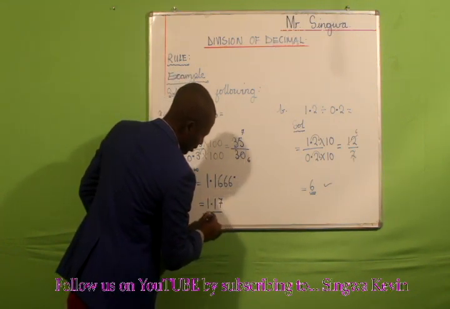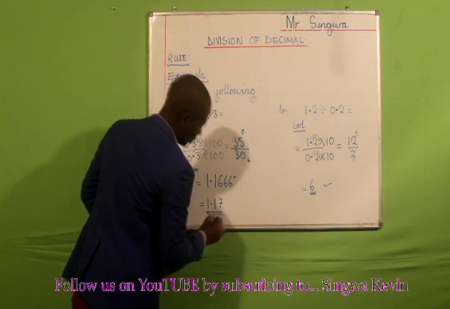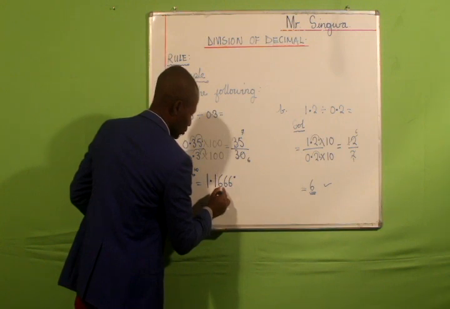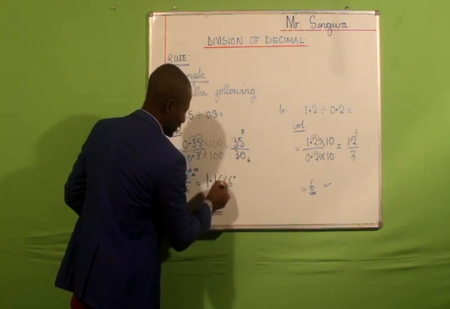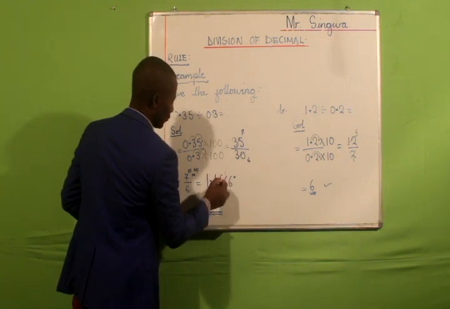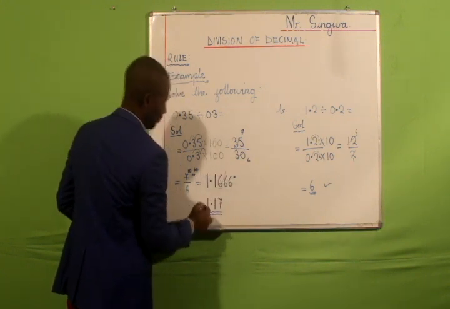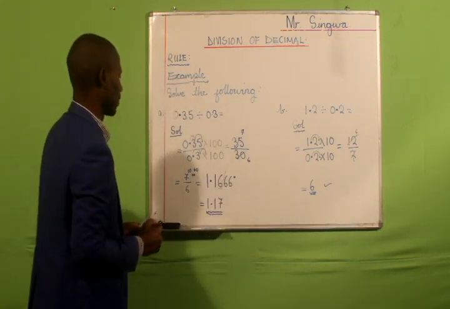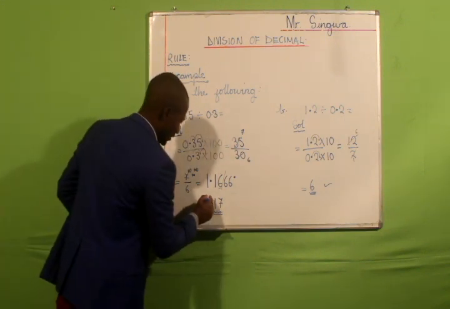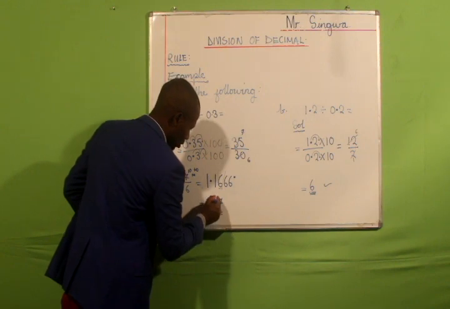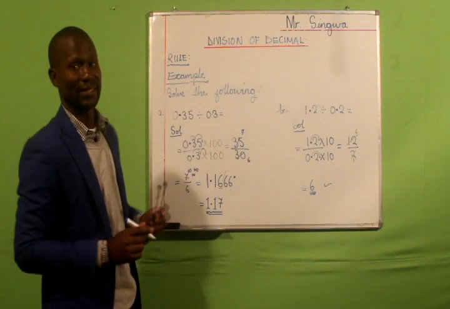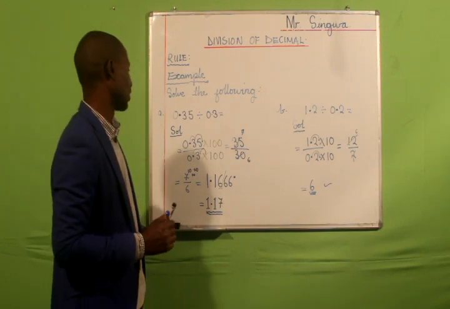Remember the topic of rounding off: when you round off to 2 decimal places, if the next number is 5 or bigger than 5, then you can round off this one to 7, like what I've done here. So this is how we deal with division of decimals.